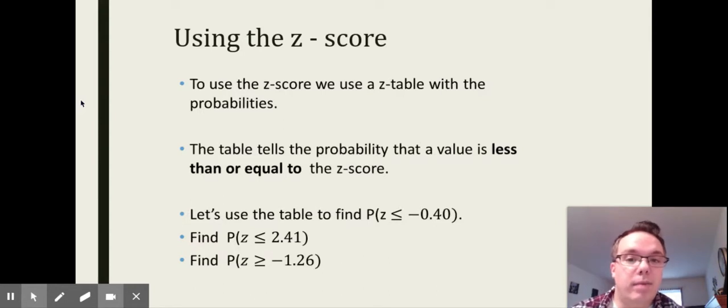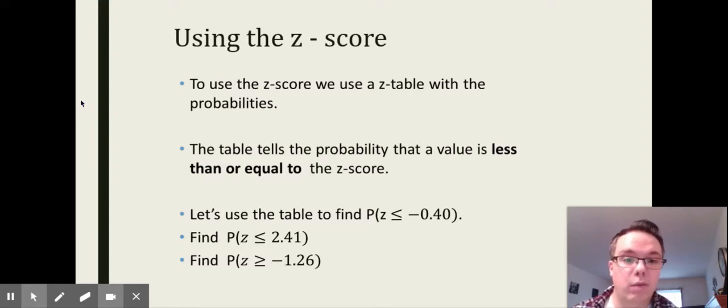All right, so remember, to use a z-score with a z-table, our probabilities. We were talking mostly about area with our z-table the other day, that it's the area to the left of that z-score. Well, remember that means it's the probability that is less than or equal to that z-score on our standard normal distribution, which remember has a mean of 0 and a standard deviation of 1.